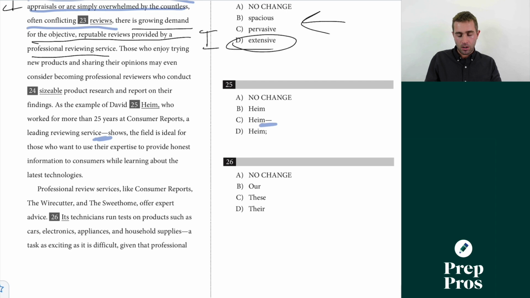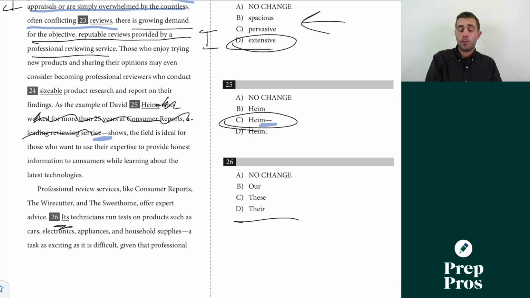Anytime I see dashes, I always want to check to see if I just need to add another dash. What I can simply see here is I can go ahead and get rid of all of this information between the two of them because our dashes are extra information. Is the example of David Heim, when you have two of them, shows the field is ideal for those who want to use expertise to provide honest information to consumers while learning about the latest technologies. We can pull all of that out between the two dashes, so that's how we can tell that C is correct. Now 26, once again, we've seen a few of these already in the test, so hopefully you're starting to get a lot more comfortable with these.